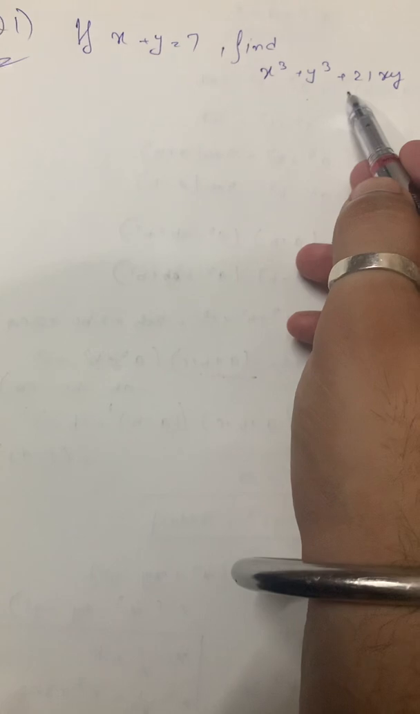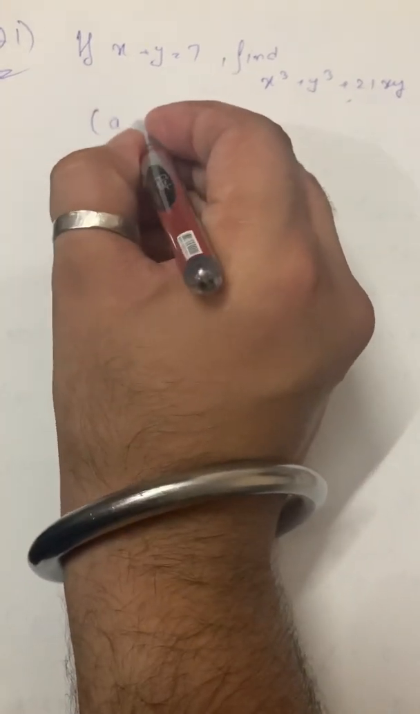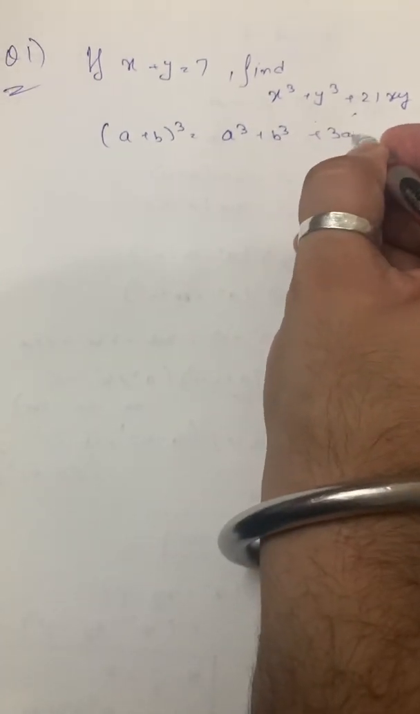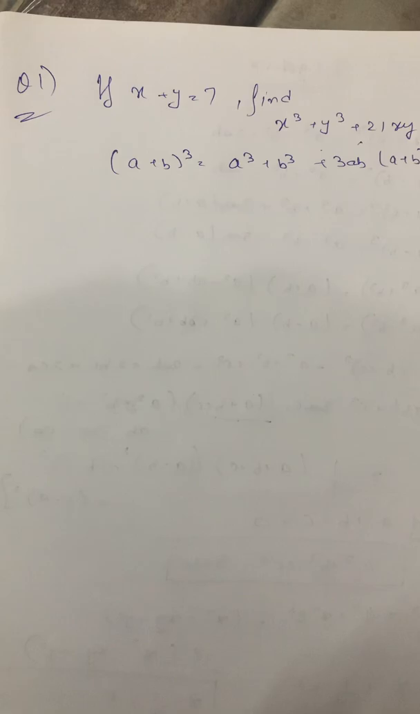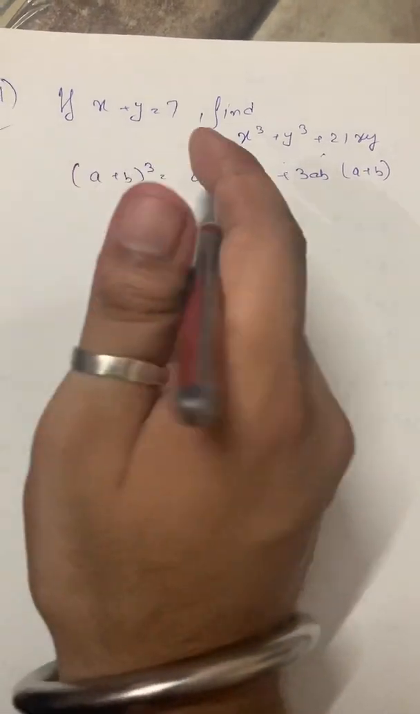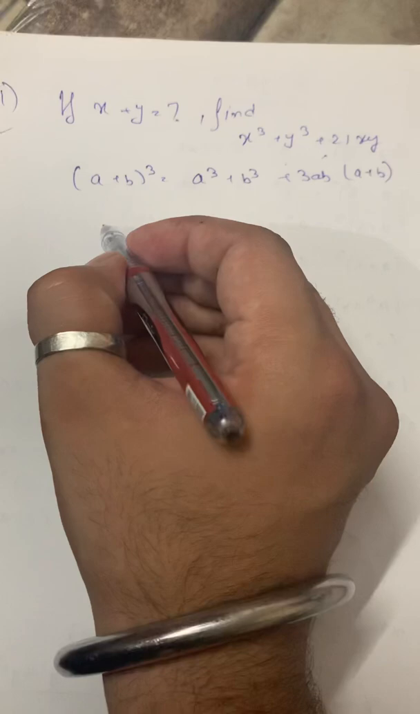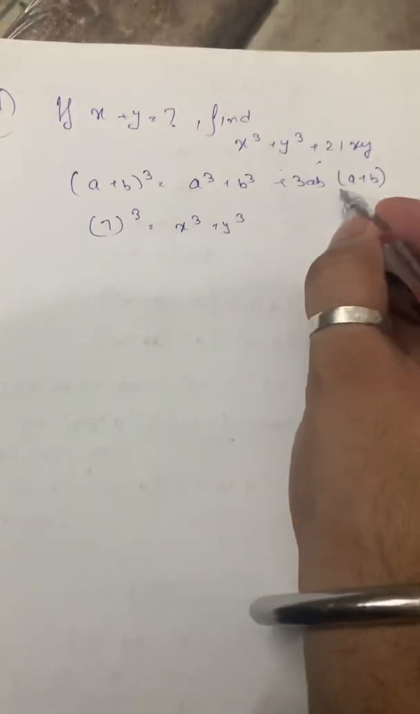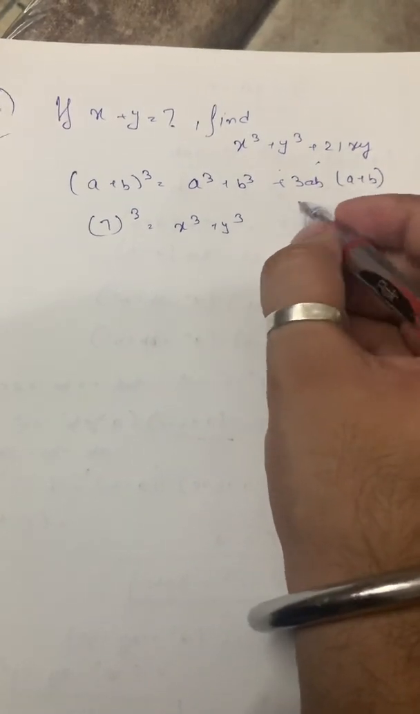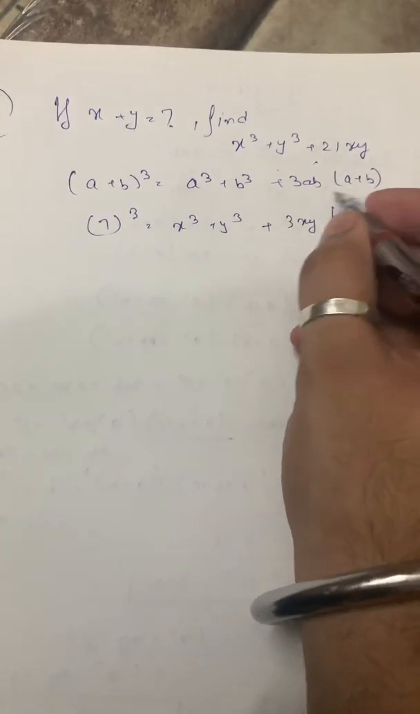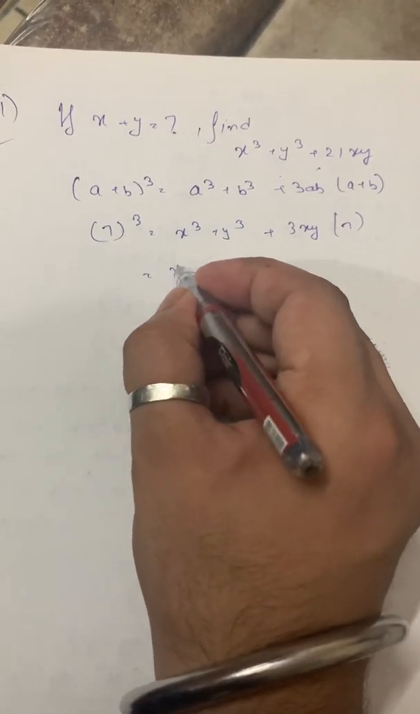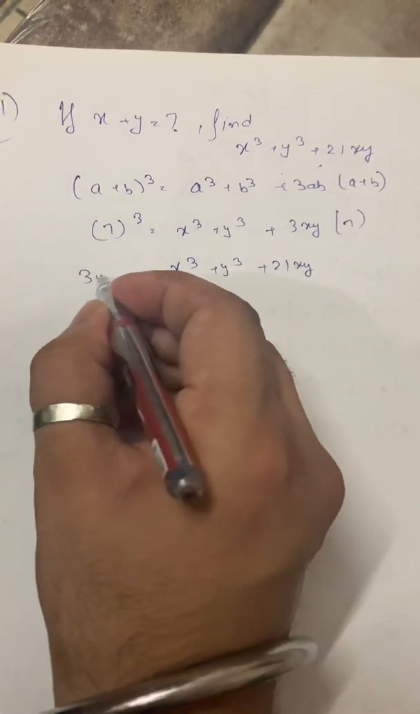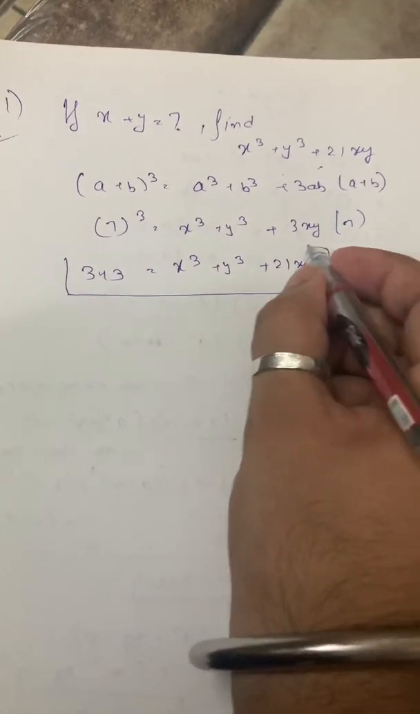7, x cube plus y cube, it means we need to take the cube, and we know the formula of a plus b whole cube, that is equal to a cube plus b cube plus 3ab into a plus b, right? We have discussed this thing here also. And if it is x plus y, suppose if I put it here, this is 7 cube, this is x cube plus y cube, 3ab, it means 3xy, into x plus y will be 7. So this value will be equal to x cube plus y cube plus 21xy, 7 cube is 343, and that leads to your answer, right?